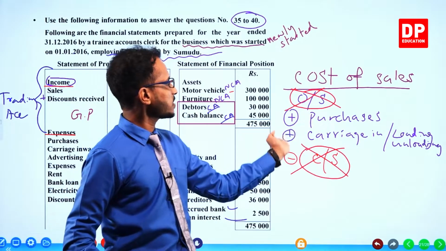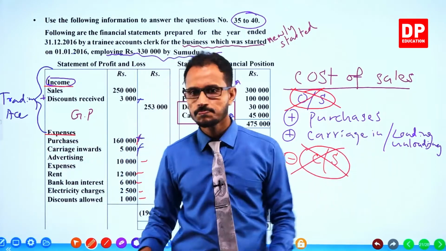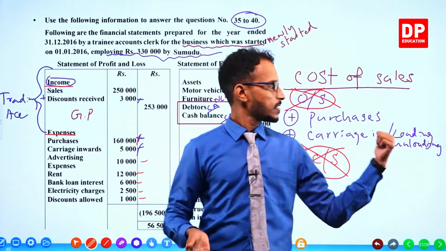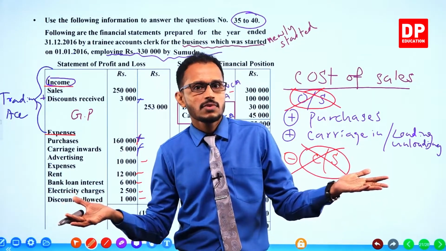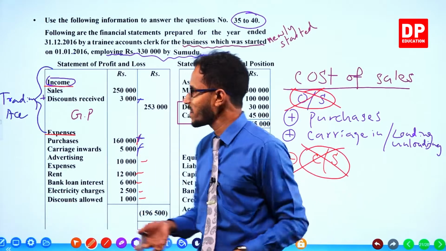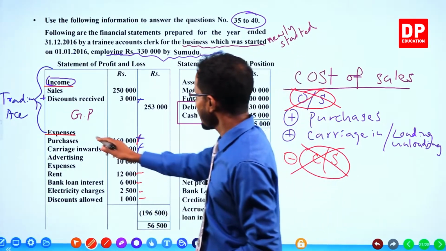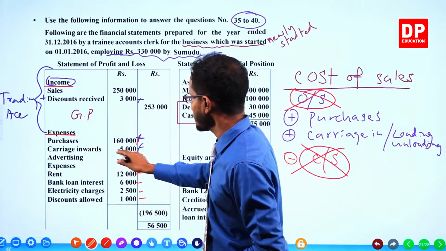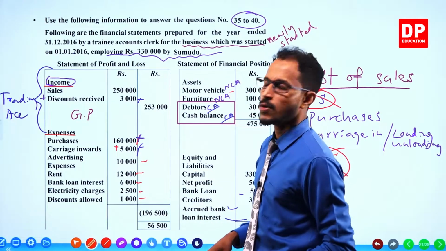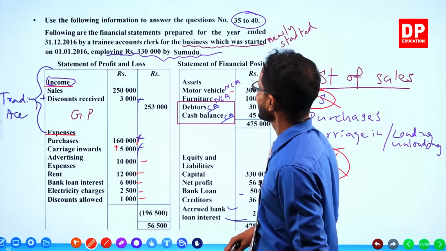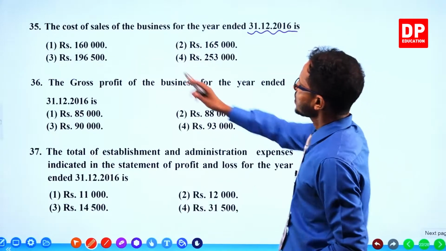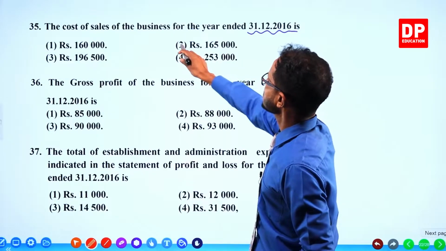So we have purchases and carriage inwards to add to find the cost of sales. That's how the question is given. Purchases 160 plus carriage inwards 5, 165 is the cost of sales. That's it. Let's go and see. Cost of sales of the business, we have 165 here.